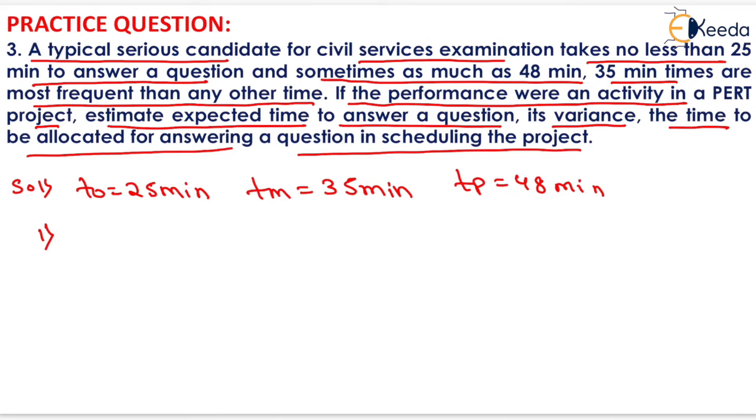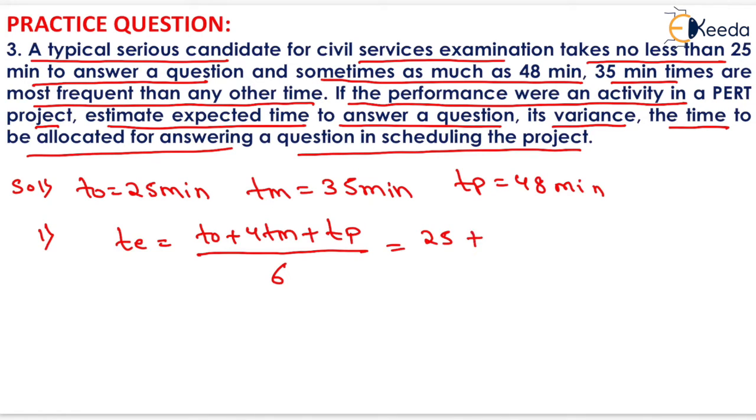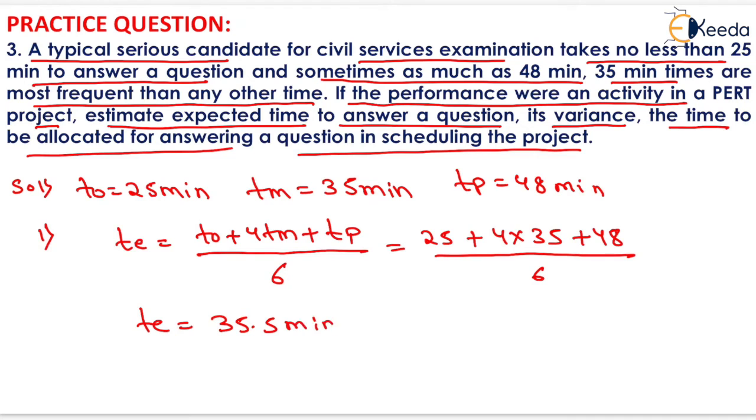Now the first question is we have to calculate the estimated expected time. So TE, whose formula is (T0 plus 4Tm plus Tp) divided by 6. On putting the values of T0, Tm and Tp here, that is (25 plus 4 into 35 plus 48) divided by 6, the estimated expected time will be equal to 35.5 minutes. That will be the time of the activity.